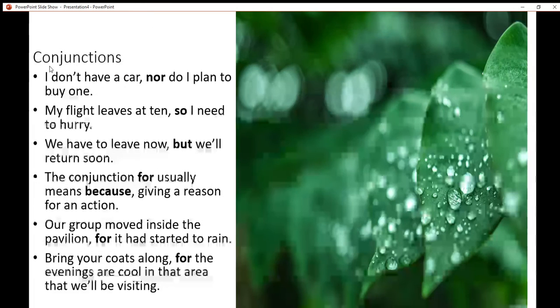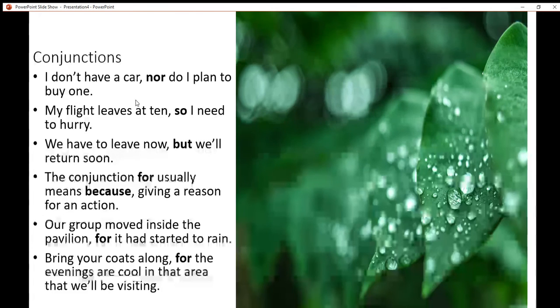Conjunctions. I don't have a car, nor do I plan to have one. So we know "nor," the conjunction, is telling us that he does not have a car and he does not plan to have one. So it's telling us we don't want to keep repeating it all over again. He doesn't have to keep saying, I don't have a car and I don't have a plan to buy one. You could just use the "nor" and use a comma to separate the clauses.